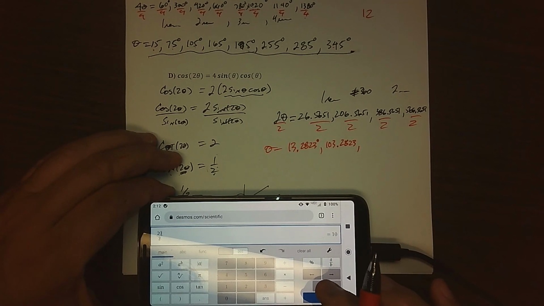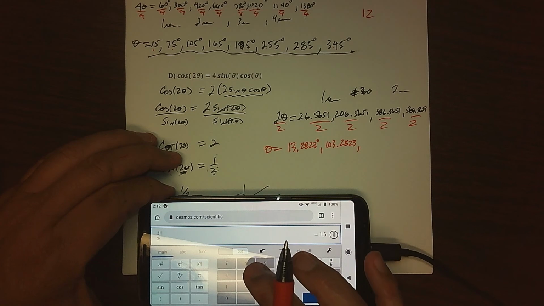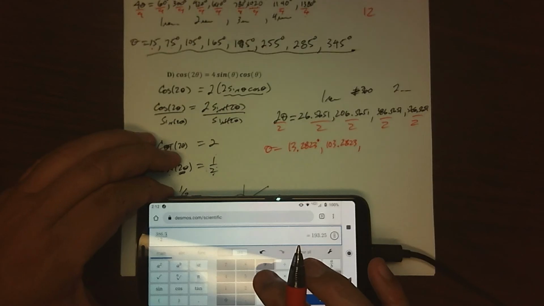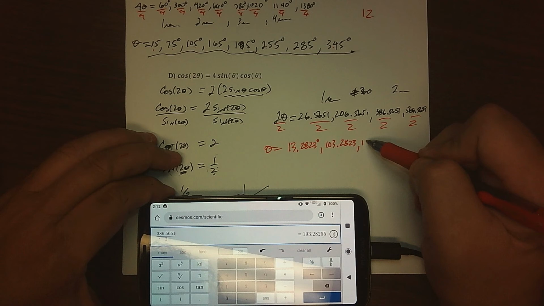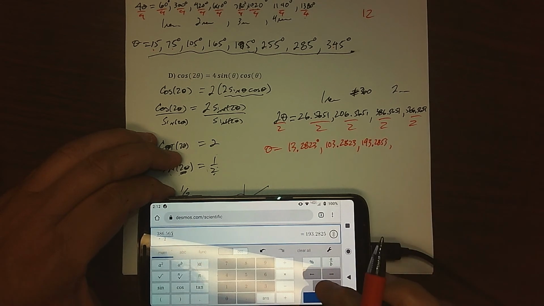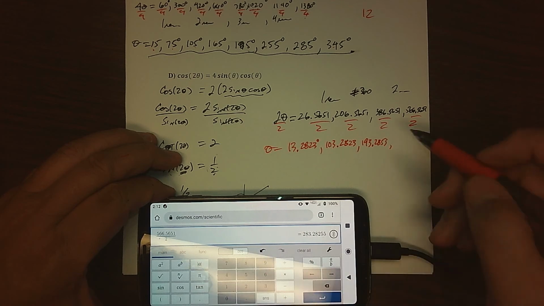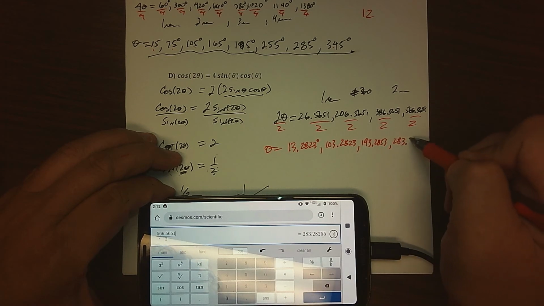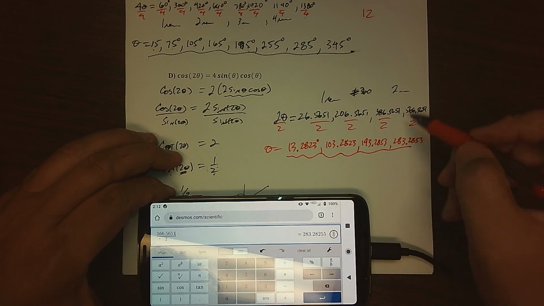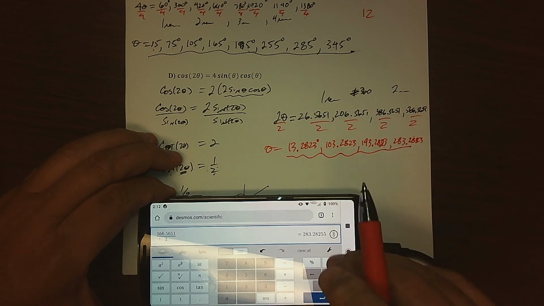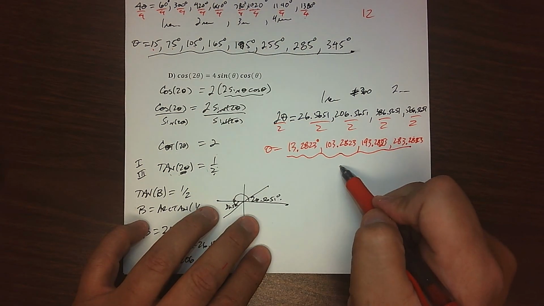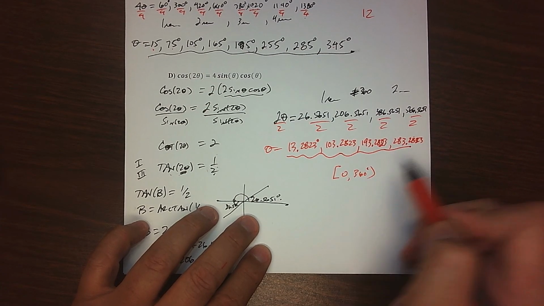Doing the next one, we have 386.5651. So that's giving me 193.2853. And then the last one, we got 566.5651, and that looks like it's 283.2853. All right, so there they all are, and you notice they do fall within the 0 to 360 range.